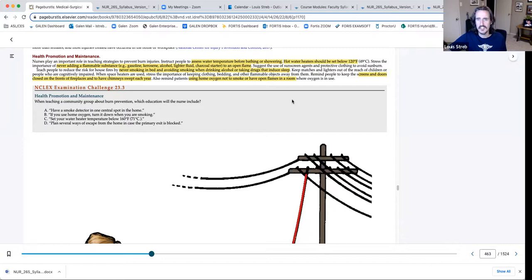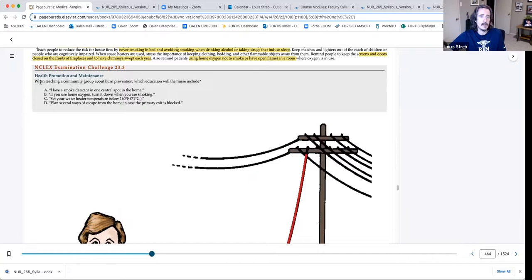Never smoke with oxygen. At this point in the game, I know you know that, but still a lot of folks don't. Make sure you keep your fireplace closed, all of that kind of stuff. I know it sounds silly, but look at these kinds of questions. These are real nursing questions you could get on any exam, and they all sound very familiar. Have a smoke detector in one central location of the house? In your mind, you're like, no, they need to be everywhere, in each bathroom, near the fireplace where your kids are. If you use home oxygen, turn it off while you're smoking, right? Set your water temperature below 160? You will burn the crap out of yourself. It's got to be below 120. I'm not saying you have to memorize all this, just be aware that these kinds of things do pop up.